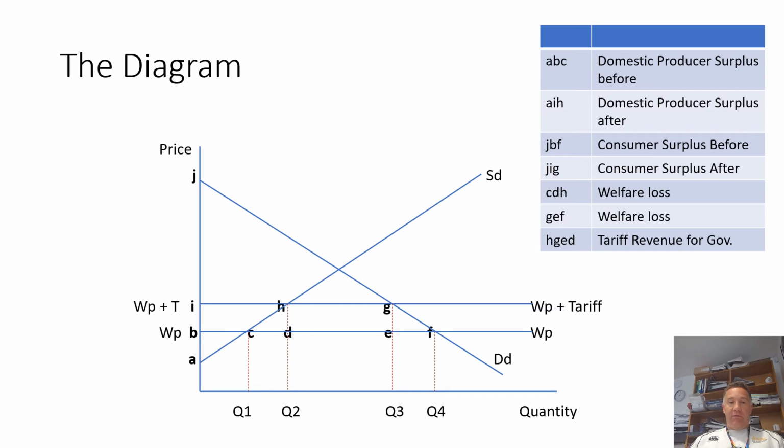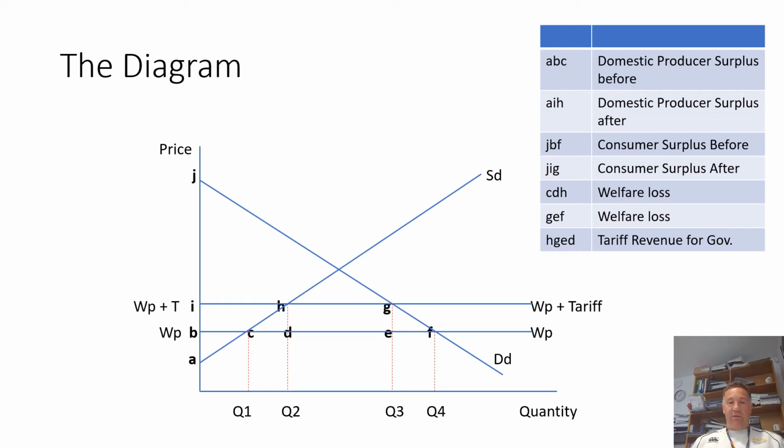I've also marked on there two triangles. You've got HCD and GEF. They are the welfare loss associated with this. No one gets that. It's lost. It's welfare given up. And so therefore, that is what tells us that this tariff is inefficient, because before the consumers were getting that within their consumer surplus, JBF, that is now welfare lost. And so that tells us that putting in place protection, in this case the tariff, is inefficient.